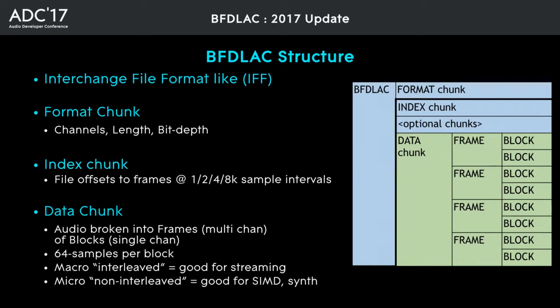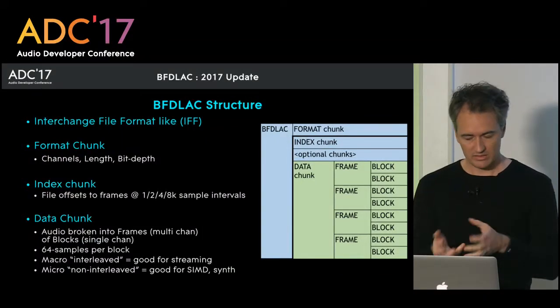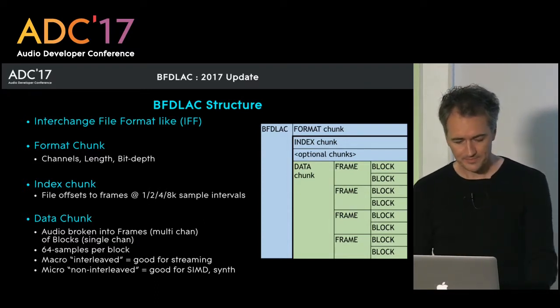A very important chunk is the index chunk, which has chapter headings all the way through the file, so that if we need to get to a 1, 2, 4, or 8K sample boundary, we can use that as a fast lookup to go exactly to where we need to go. And then the data chunk, obviously where the bulk of the data for the file lives, we have the audio broken up into frames, which is a multi-channel structure of blocks. A block is a single-channel structure, and that's the data temporally localized, single channel, all next to each other thing.